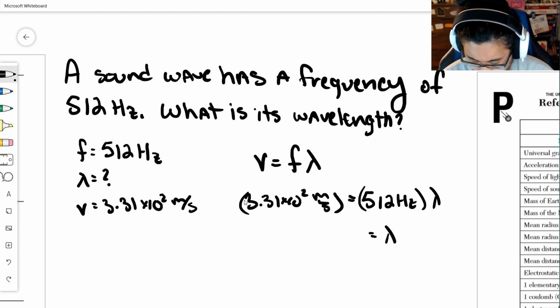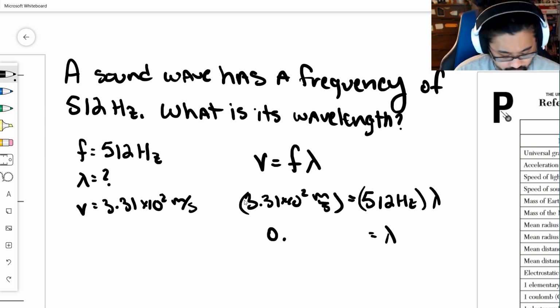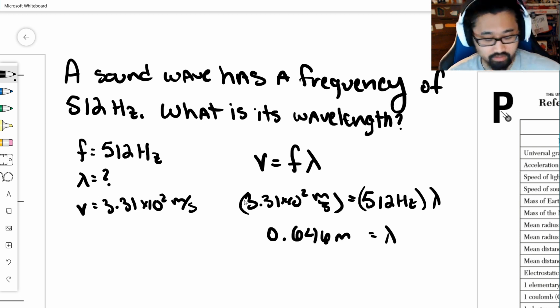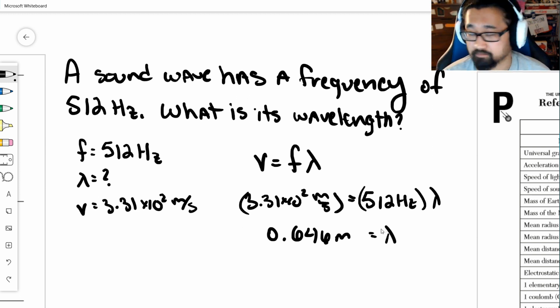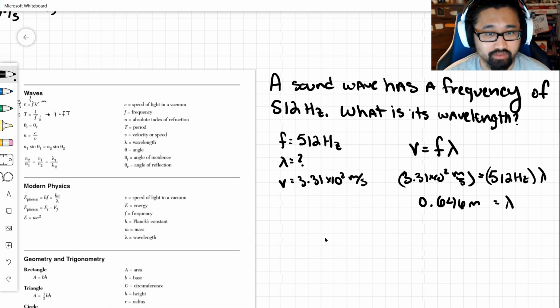331 divided by 512 is 0.646 meters. Again, wavelength is measured in meters. It's a distance. It's how long is the wave. So the wave is 0.646 meters long. That's, again, a pretty quintessential example.